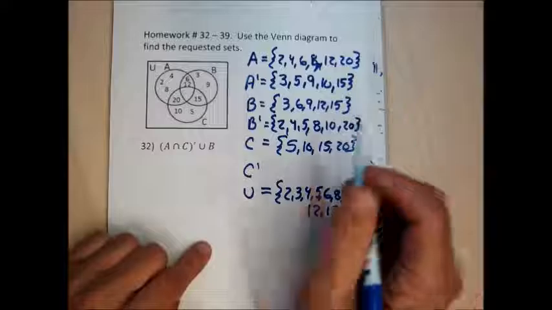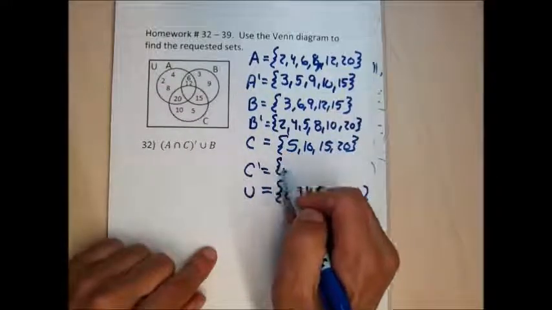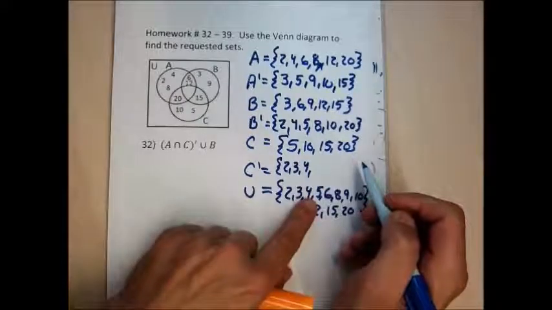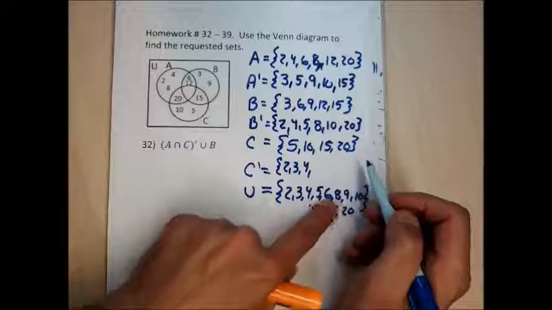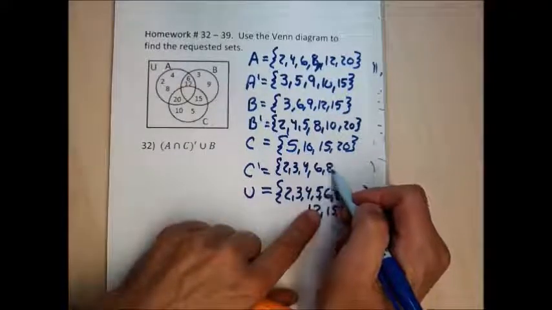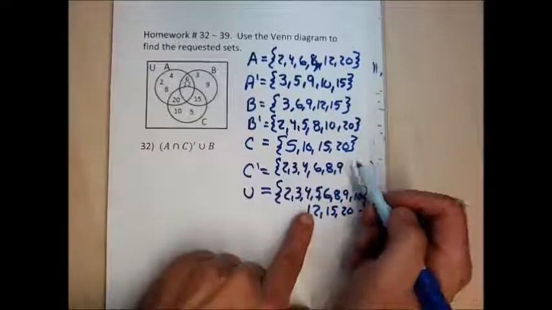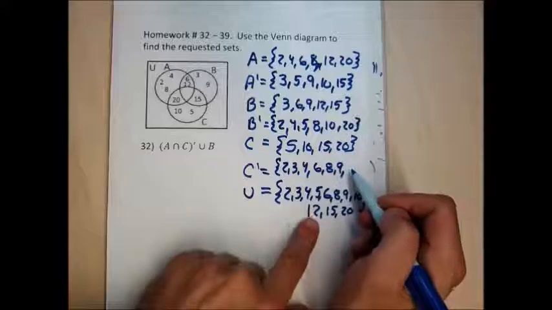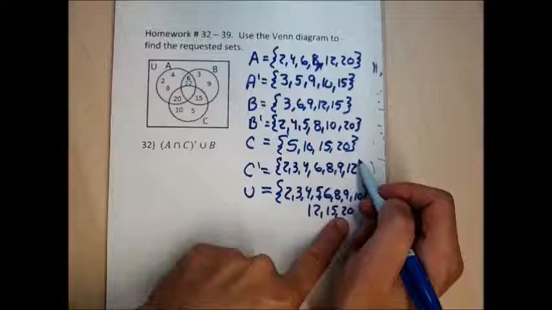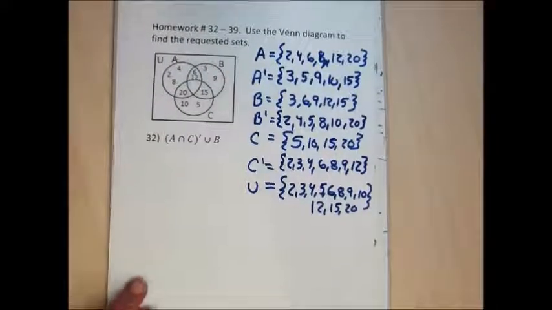Now for set C complement, 2, 3, and 4 aren't in C, so they're part of C complement. 5 is in C, so it's not part of C complement. 6, 8, and 9 are not in C, so they're in C complement. 10 is in C, it's not in the complement. 12 is not in C, it's part of the complement. 15 and 20 are in C, so it's not part of the complement. I believe those are the sets that I need.